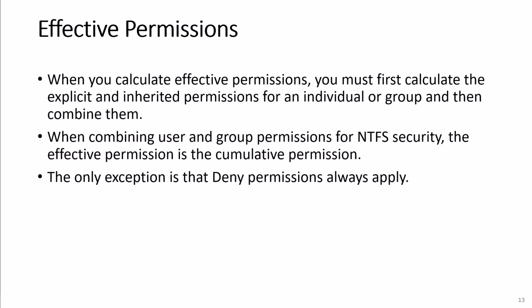When you calculate effective permissions, you must first calculate the explicit and inherited permissions for an individual or group and then combine them. When combining user and group permissions for NTFS permissions, the effective permissions are the cumulative permissions. The only exception is that deny permissions always apply.